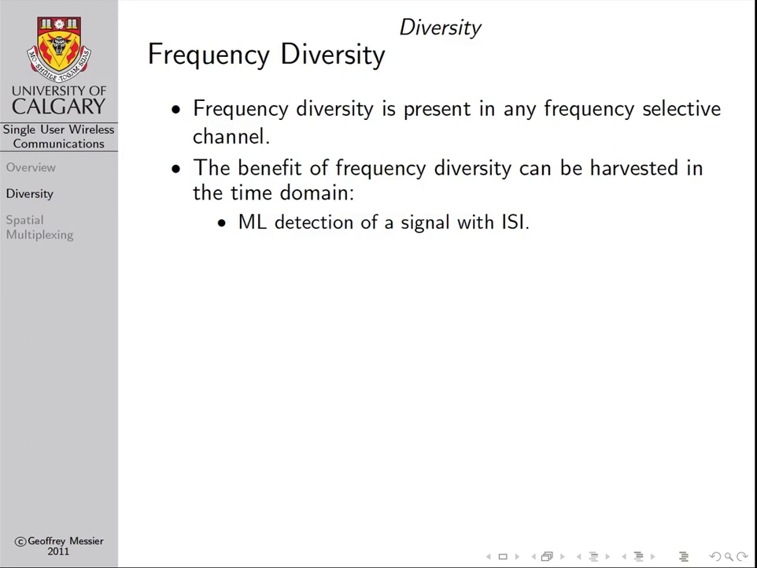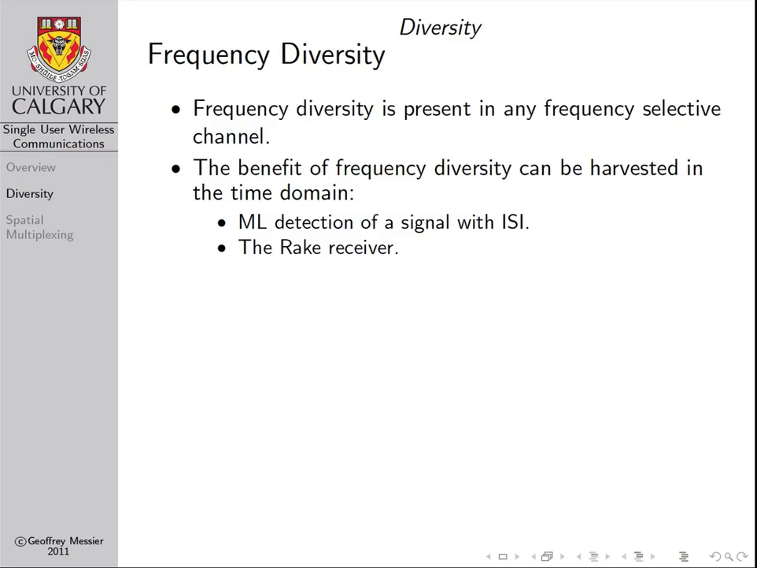The problem, of course, with maximum likelihood detection is that it's quite complicated. It's fairly complex, and that was the whole reason why we went and looked at those suboptimal interleaver structures. A lower complexity time domain method for harvesting the benefits of frequency diversity is a structure known as the rake receiver. And the rake receiver is used with spread spectrum communications, where your transmitted information symbol is multiplied by a spreading code.